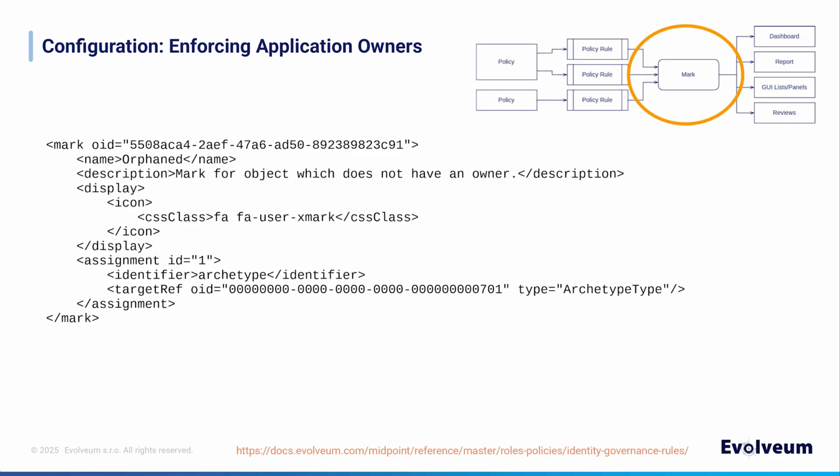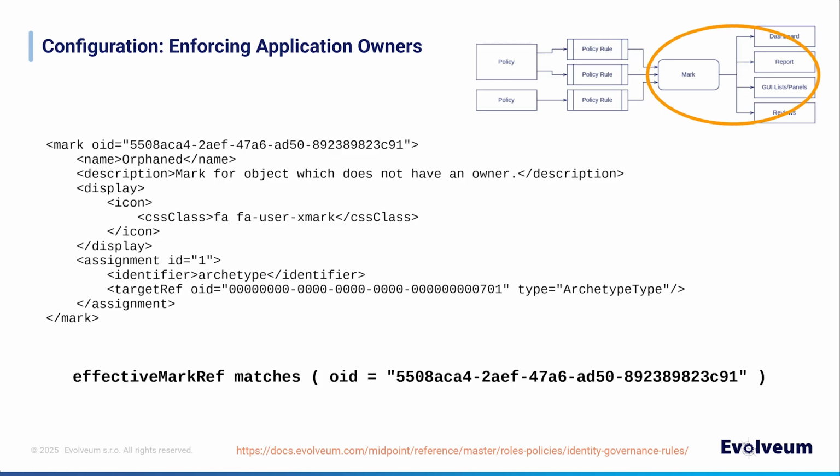The orphaned mark looks like that. It is an object in MidPoint that has some description. And it has archetype for object mark, and that's pretty much it. It's a very, very simple object. Therefore, this policy rule in the archetype is setting the mark for all the applications that are violating the policy. Then we can use a MidPoint query to look for all the objects that have this mark.